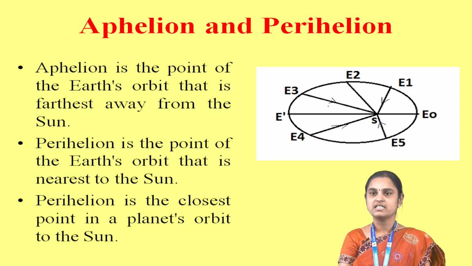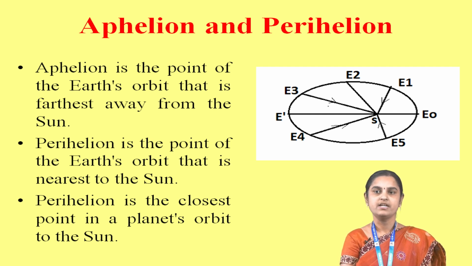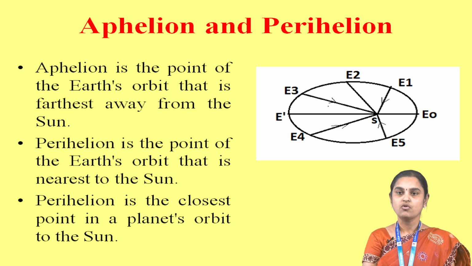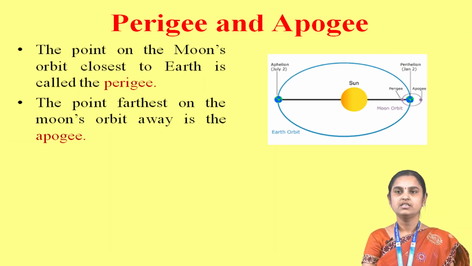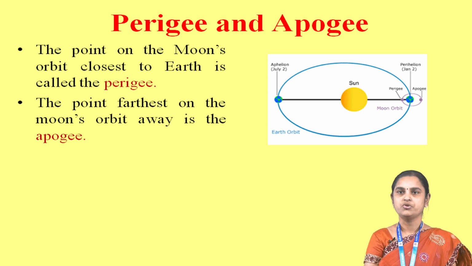Again, some interesting facts. The Earth is closest to the sun at perihelion, 147 million kilometers. Every year on January 3rd, perihelion occurs, and perihelion is the closest point in the planet's orbit to the sun. Let us see what perigee and apogee are.